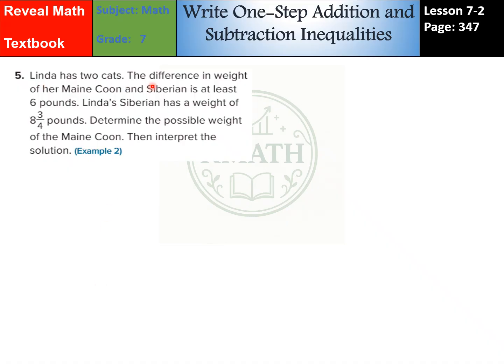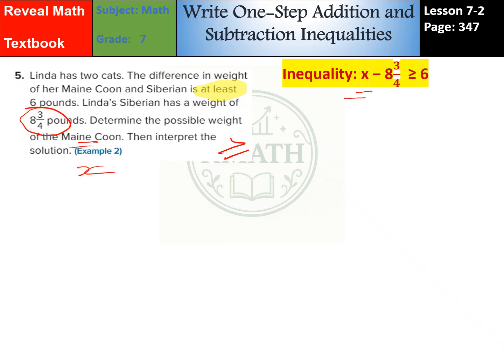Linda has two cats. The difference in weight of her Maine Coon and Sabrine is at least 6 pounds. Again, the words "at least" mean greater than or equal to. Sabrine has a weight of 8 whole 3 by 4 pounds. Determine the possible weight of the Maine Coon. The difference means if the Maine Coon is x, then x minus 8 whole 3 by 4 is greater than or equal to 6.